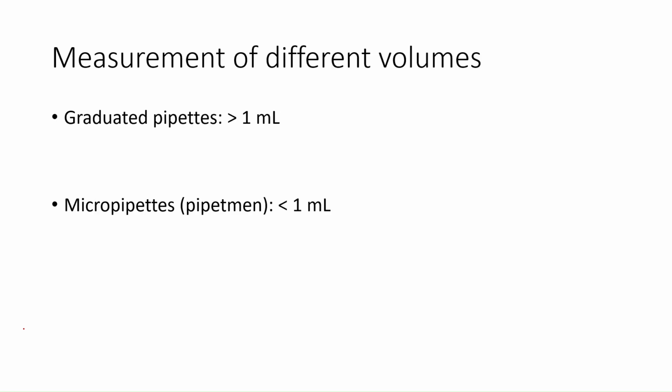So to get started with thinking about the techniques we're going to do for the next couple of weeks in lab, the measurement of several different types of volumes is going to be really critical. To measure two different categories of volumes, we'll use two different types of pipettes. For larger volumes that are greater than 1 ml, we'll be using graduated pipettes. And for smaller volumes that are less than 1 ml, we'll be using micropipettes, which are also sometimes called pipetmen.